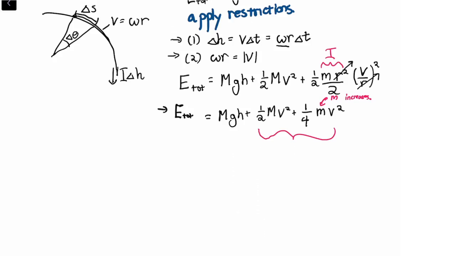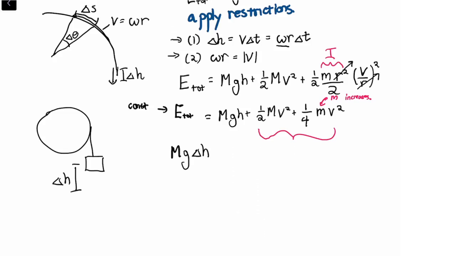So if this is constant, then we can say mg delta h, okay, where for our wheel mass system, delta h is here, right? Minus mg delta h is equal to 1/2 m plus 1/4 m, the velocity of the mass squared, or the speed of the mass squared.